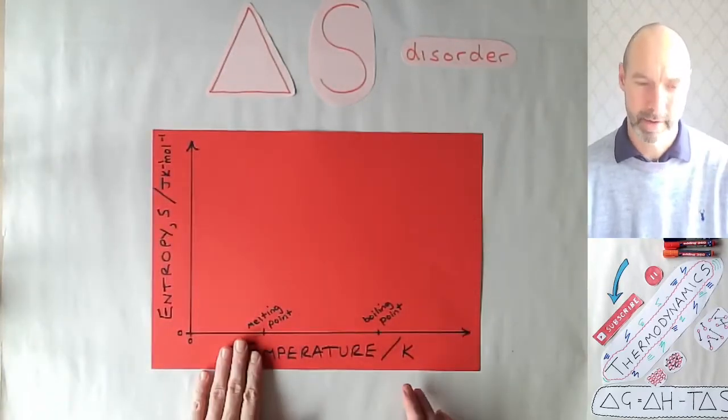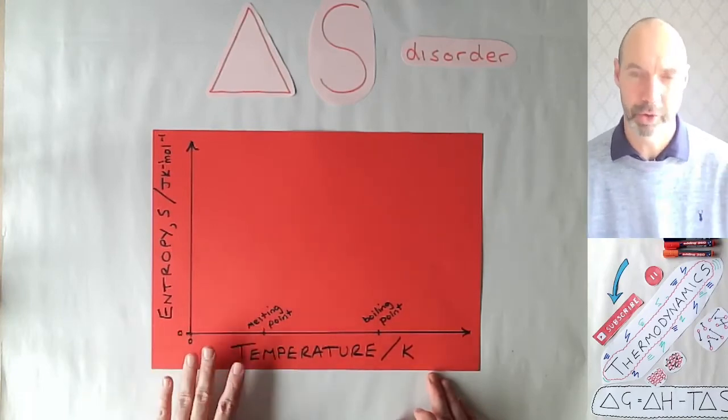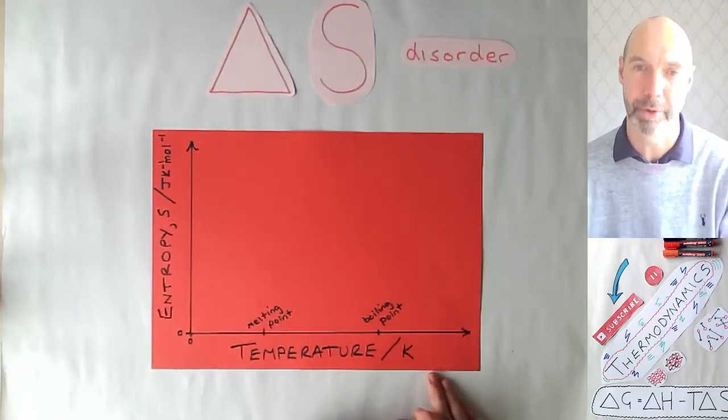Okay, so let's look at how we can represent an entropy change on this graph in order to show how entropy changes with temperature.